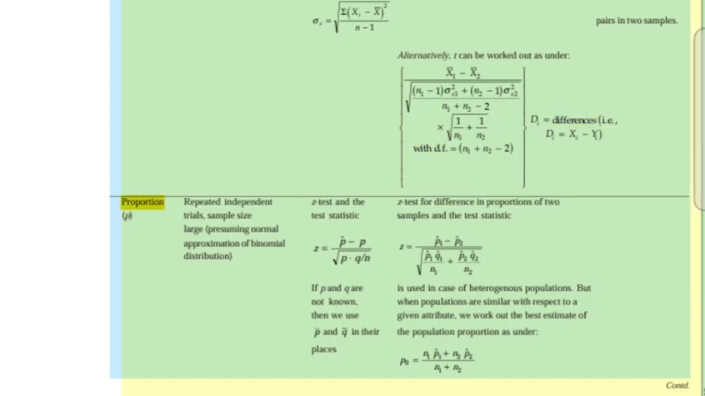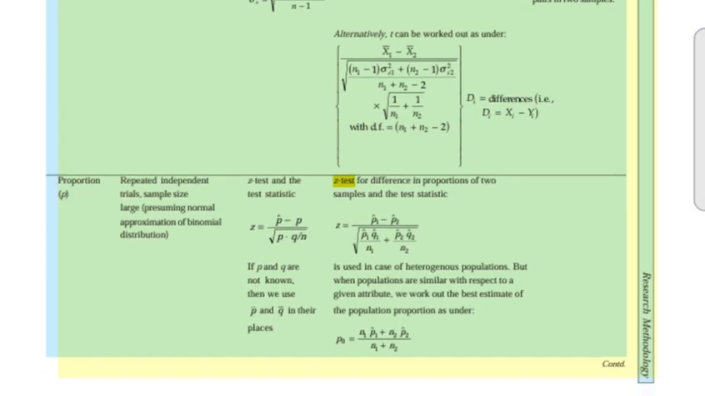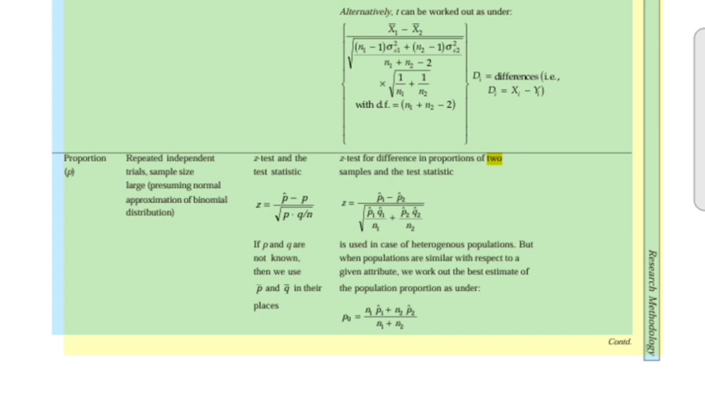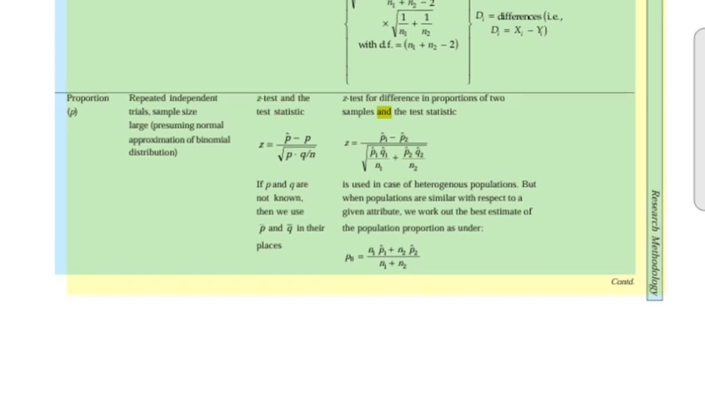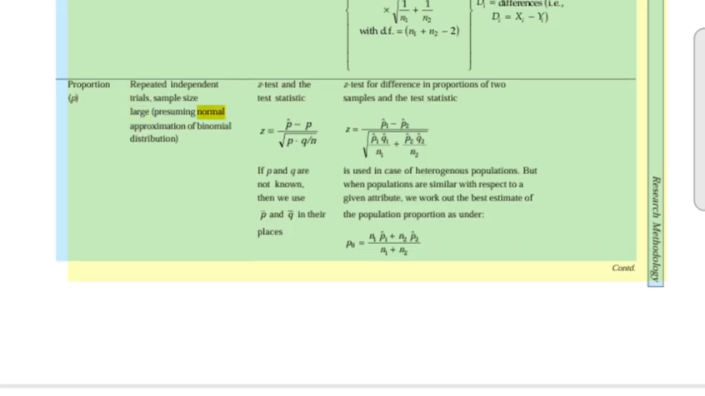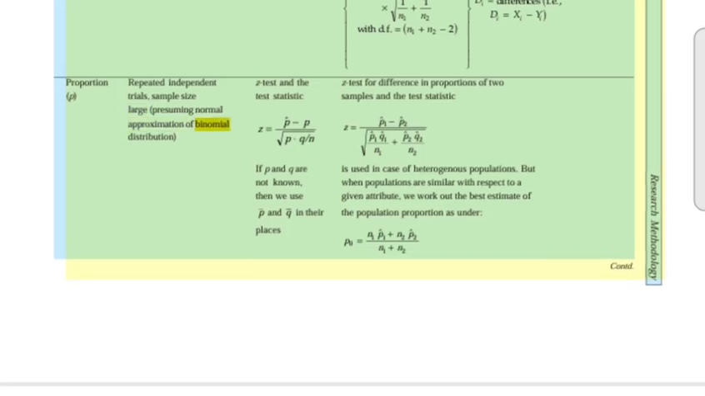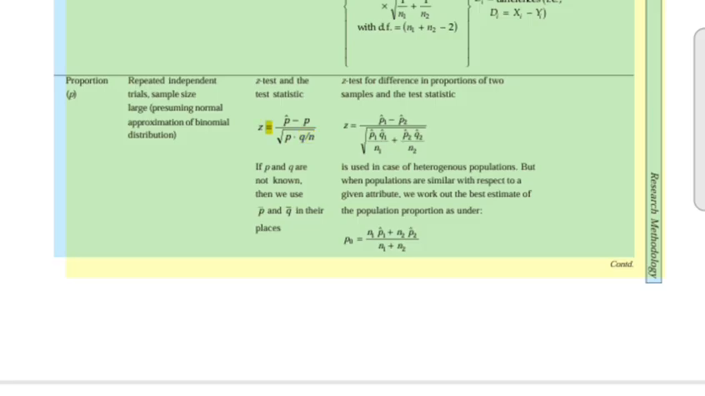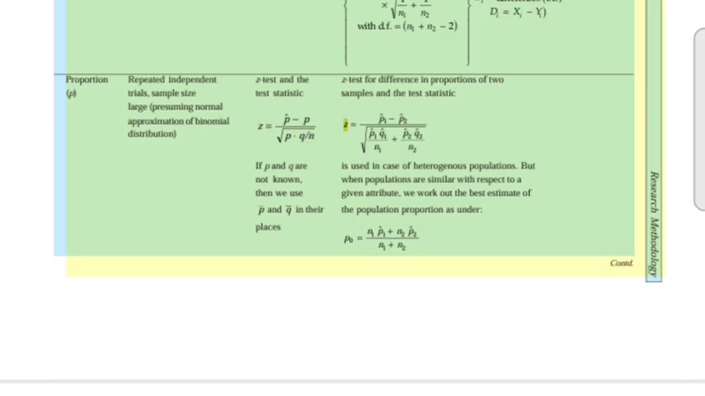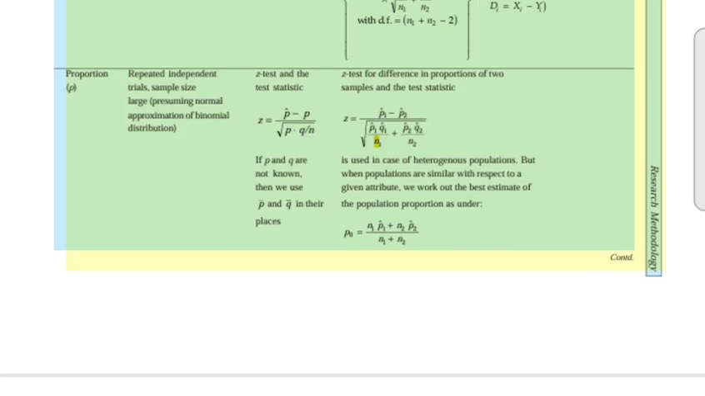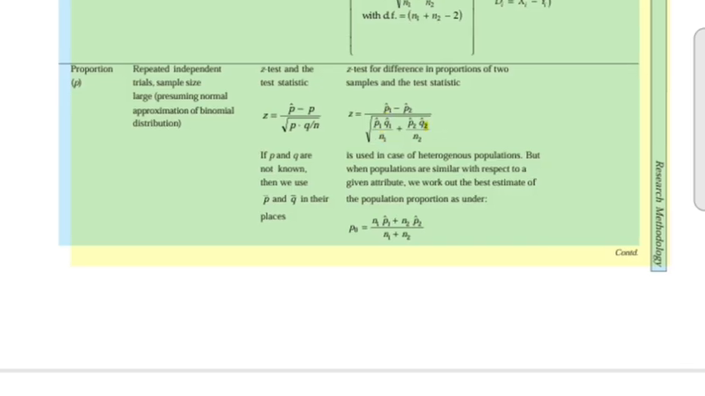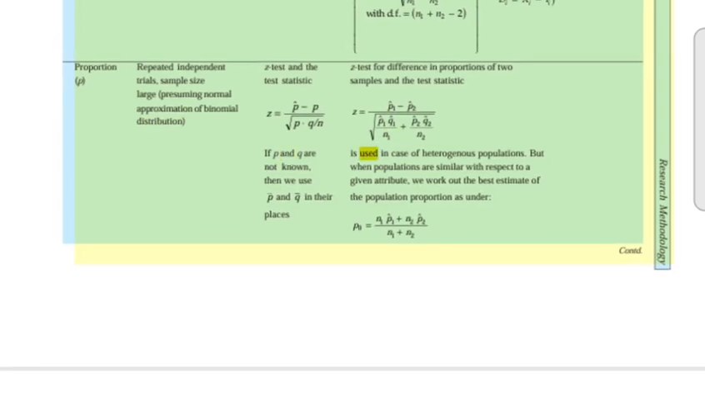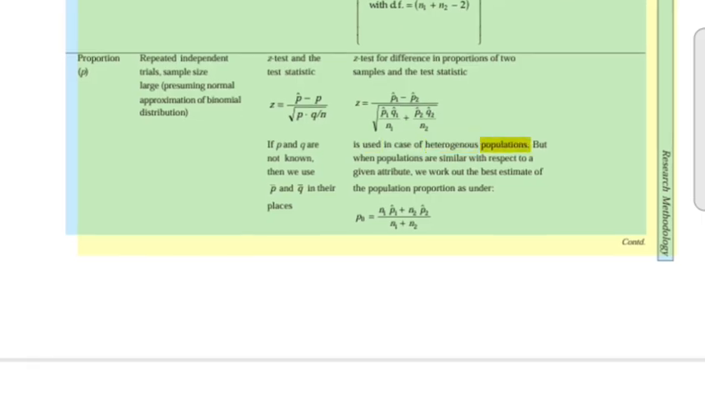Next is the z-test for difference in proportions, for repeated independent trials with a sample size large, presuming normal approximation of the binomial. The test statistic is z. If p and q are not known, when the populations are similar with respect to a given attribute, we work out the best estimate of p and q, the population proportion, as under.